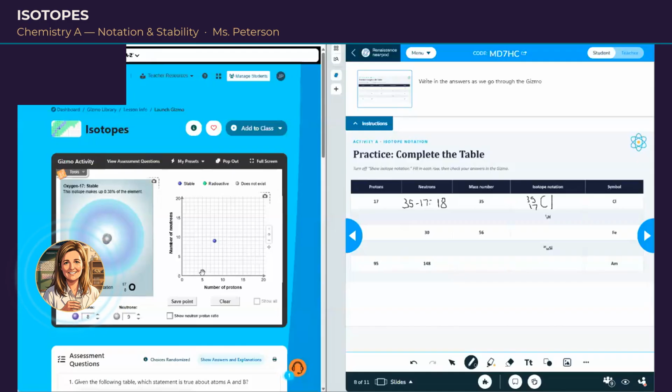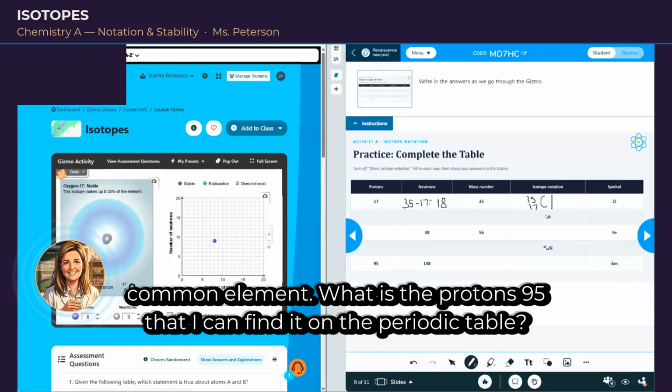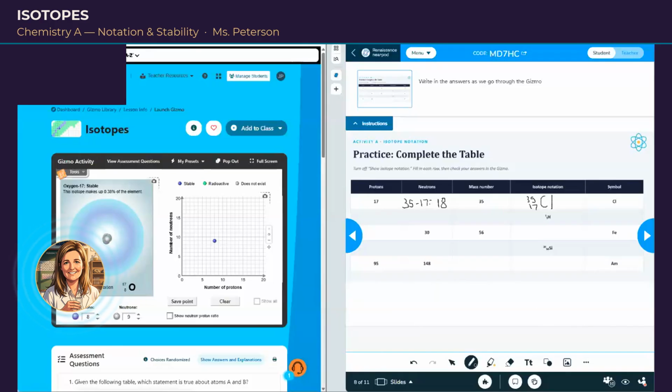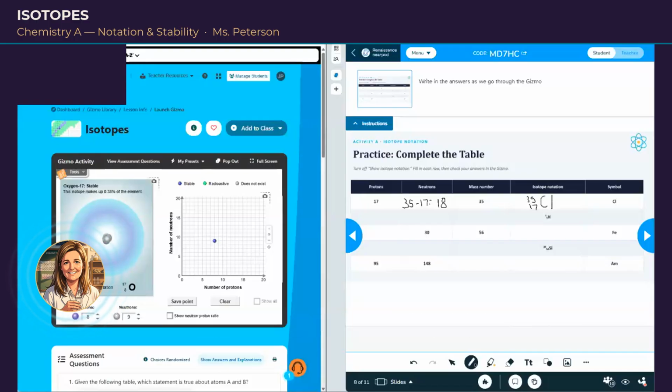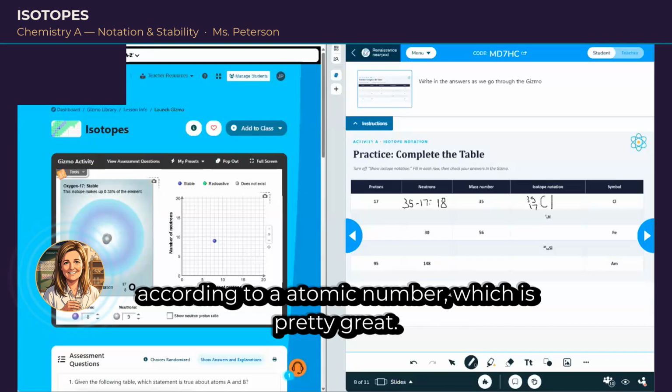Where do I see a... let me look. Because that is not a common element. What is the protons, 95? Can I find it on the periodic table? Oh, yes. Way down at the bottom in the actinide series. Americium, maybe? I'm not sure how you say it. And you'll notice as you're looking at the periodic table, they're in order according to atomic number, which is pretty great.